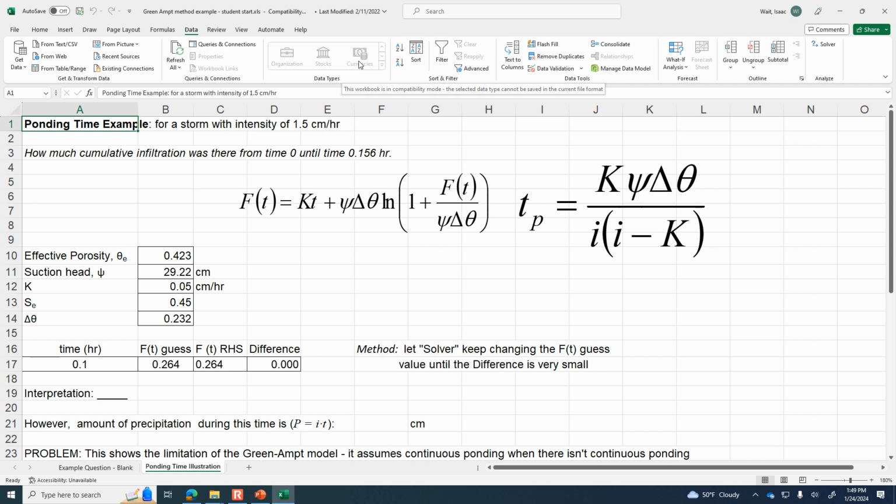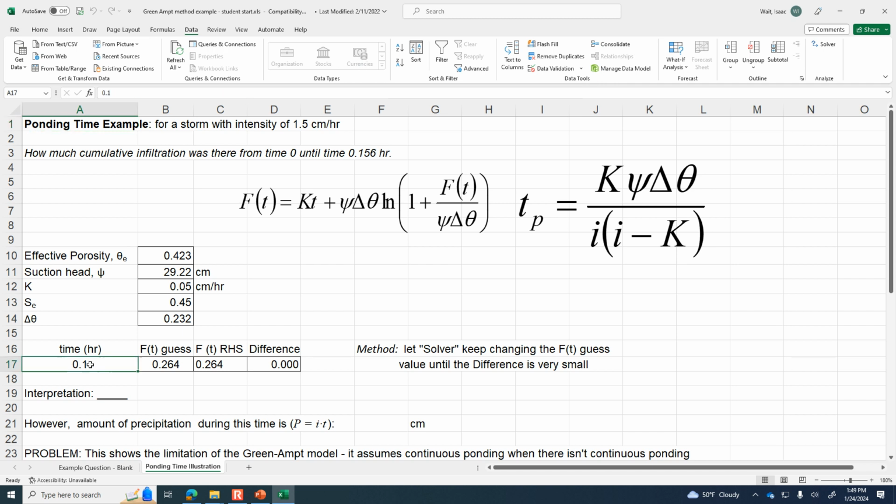by 1.5 centimeters per hour minus the hydraulic conductivity of 0.05 cm per hour. Okay, so if you've got a calculator handy, let's check to see what is this going to be. It is 0.05 times 29.22 times 0.232, and then 1.5 minus 0.05. Okay, 0.156 hours.